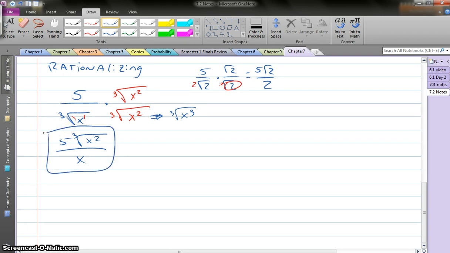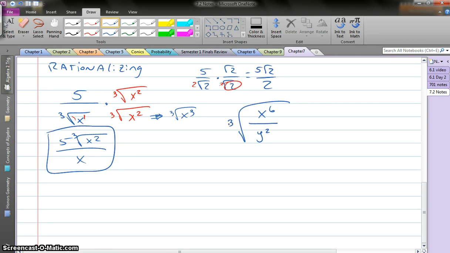Alright, so the goal is you need to make a perfect square at the bottom, in this case a perfect cubed root, to make it happen. I know this is a new concept, but let's try another one: x to the sixth over y squared, all to the cubed root.